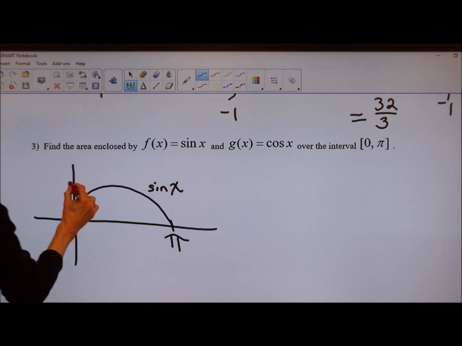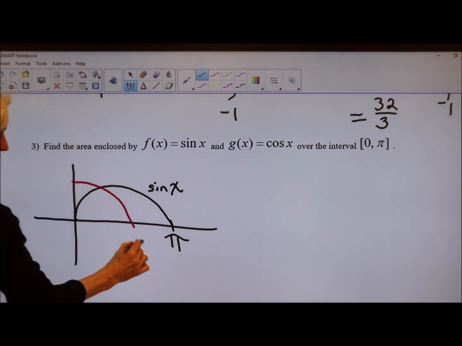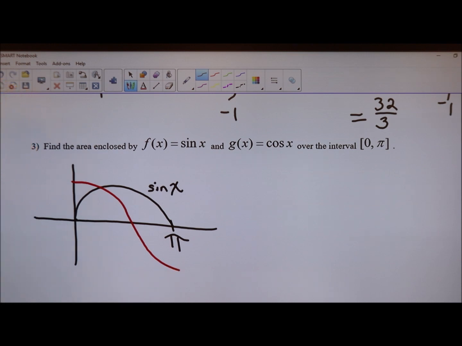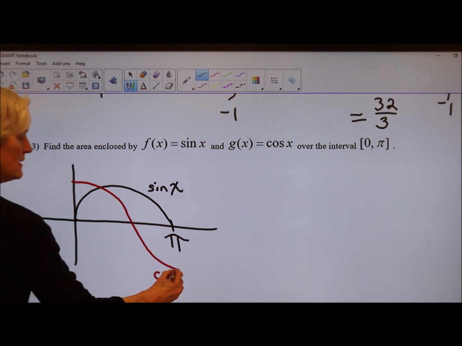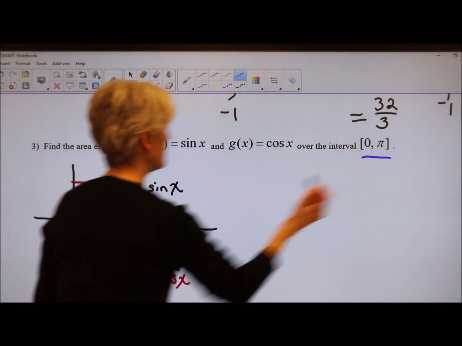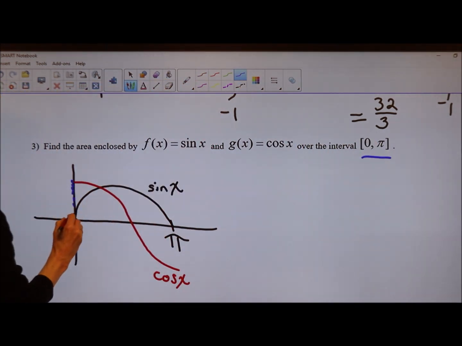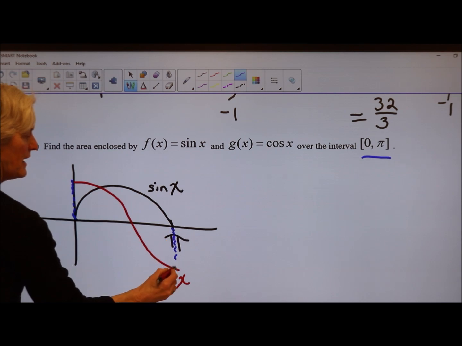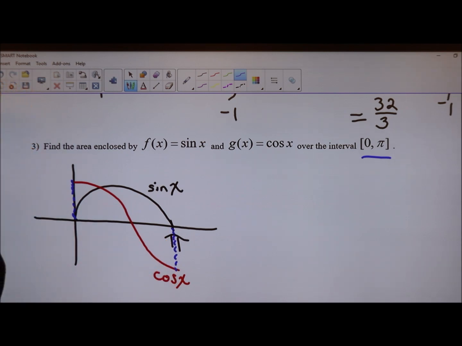Cosine of x, let's see, that starts at its maximum at 0. And so that's going to look something like that. That's kind of kooky. And I've been told I'm going from 0 to pi. So 0 to pi. Ooh, do you see what I see?